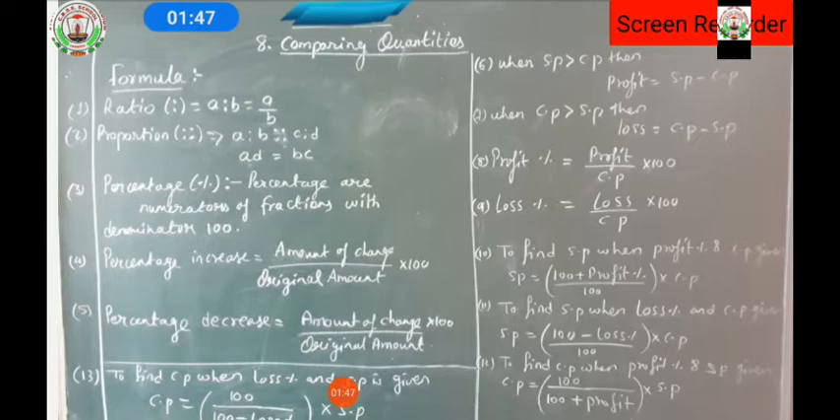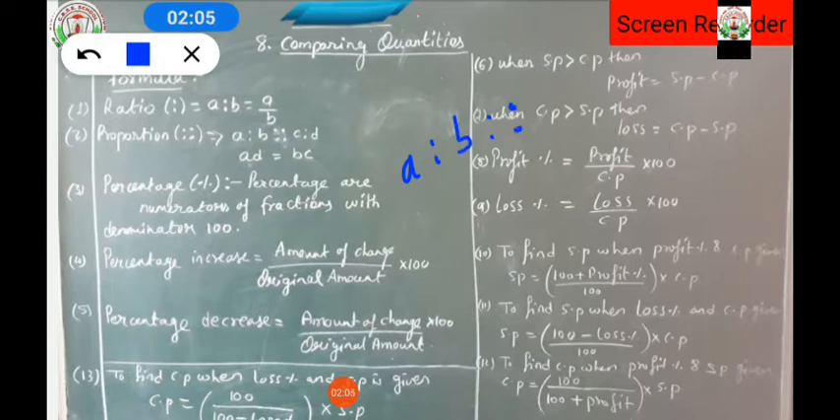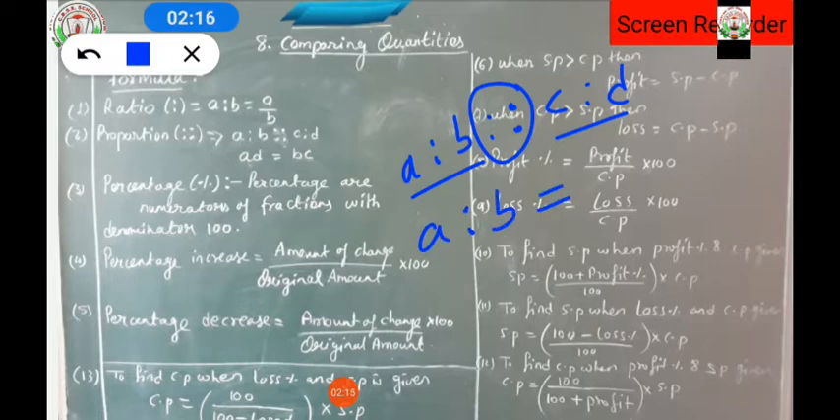Okay, then the second formula is about proportion. Proportion is denoted by four dots. Proportion compares four quantities, that is A is to B proportion C is to D. As we know, these are the ratios and this one is the proportion. So A is to B proportion C is to D means A is to B equals C is to D.